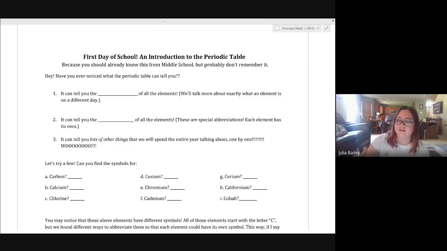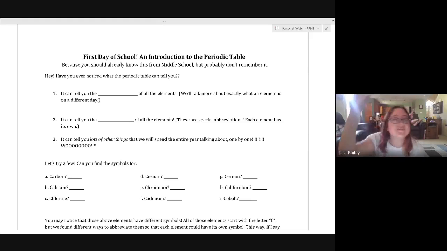Hey, this is Unit 1, Matter, Part 0. This is sort of just an introduction to the periodic table, what we would do on the first day of school. This is stuff you technically should know from middle school. You probably don't remember it.